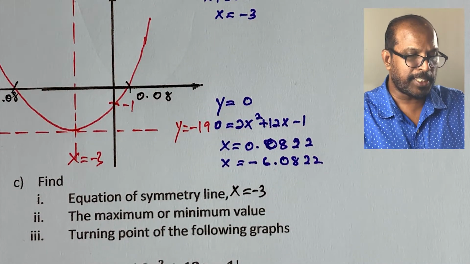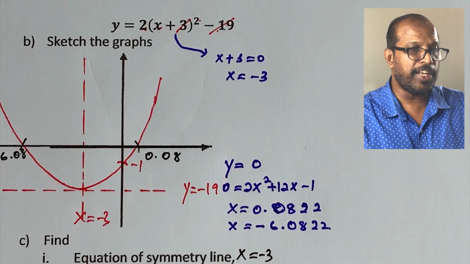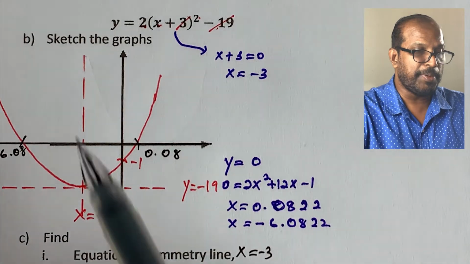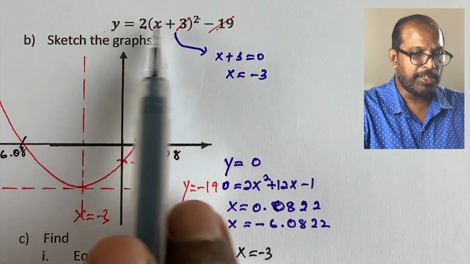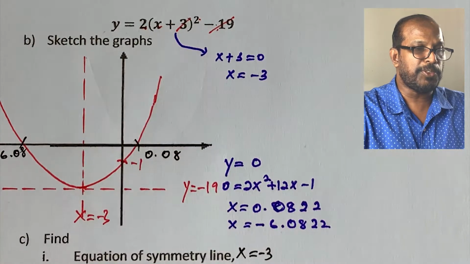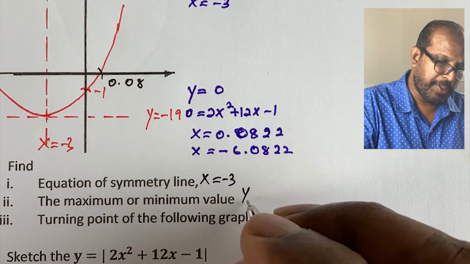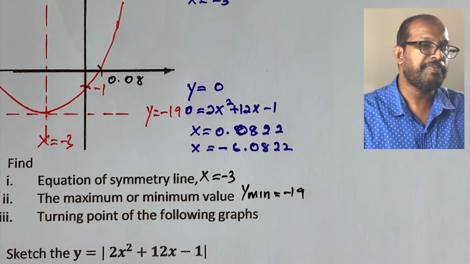And to find the maximum or minimum, since the coefficient of the x squared here is 2, which is a positive value, this is a minimum graph. So this will be the minimum value. The y equals negative 19 is the minimum value. So the answer is y minimum, which is equal to negative 19.